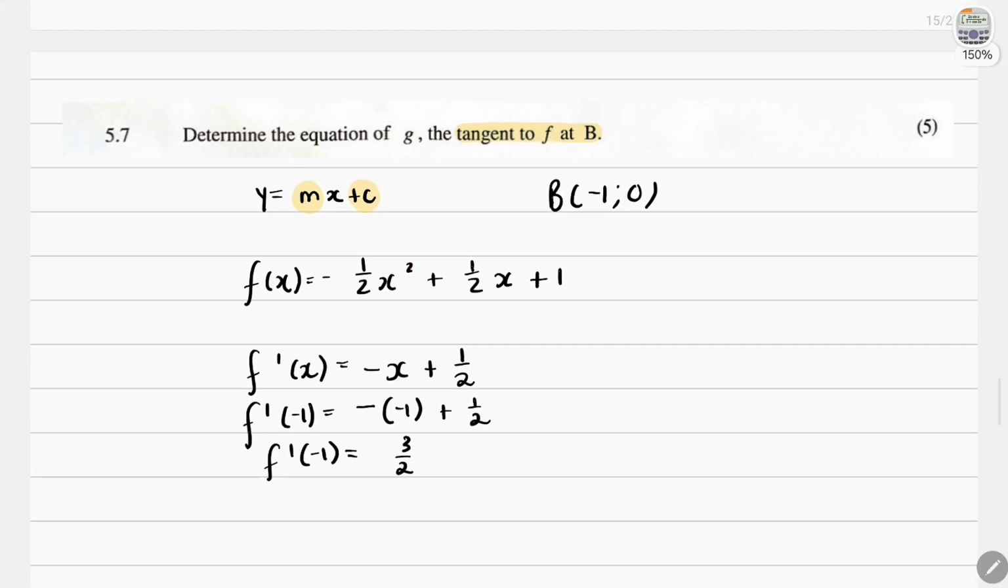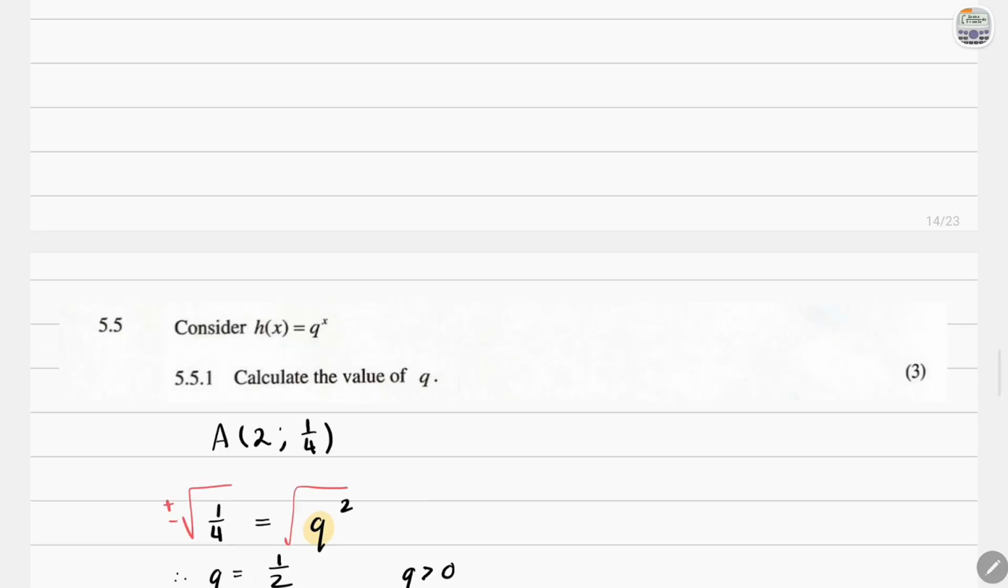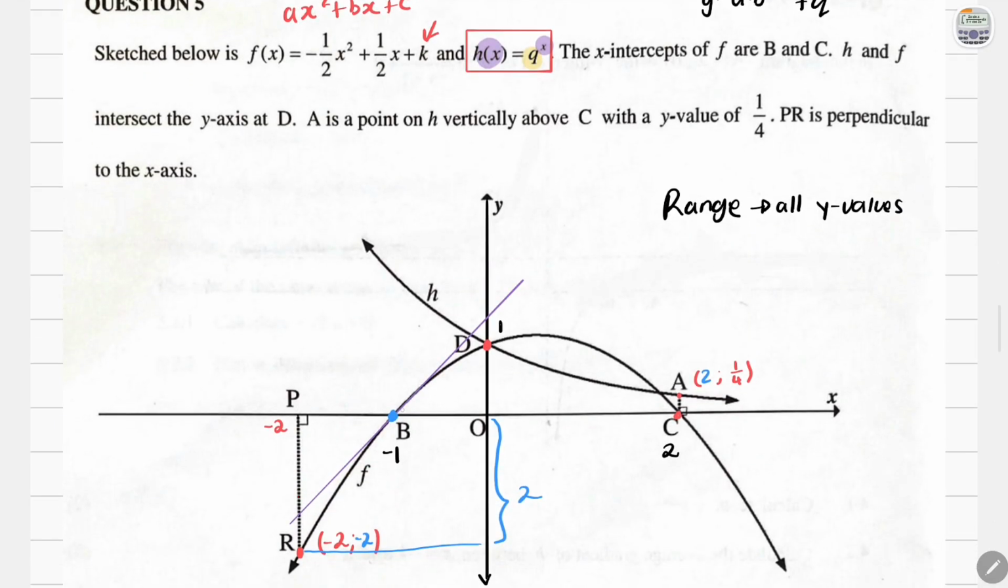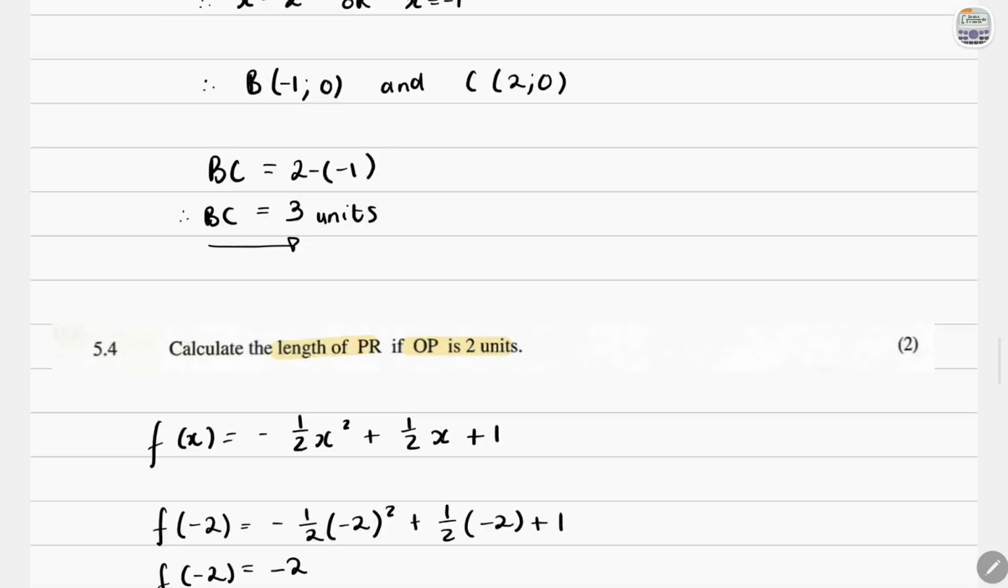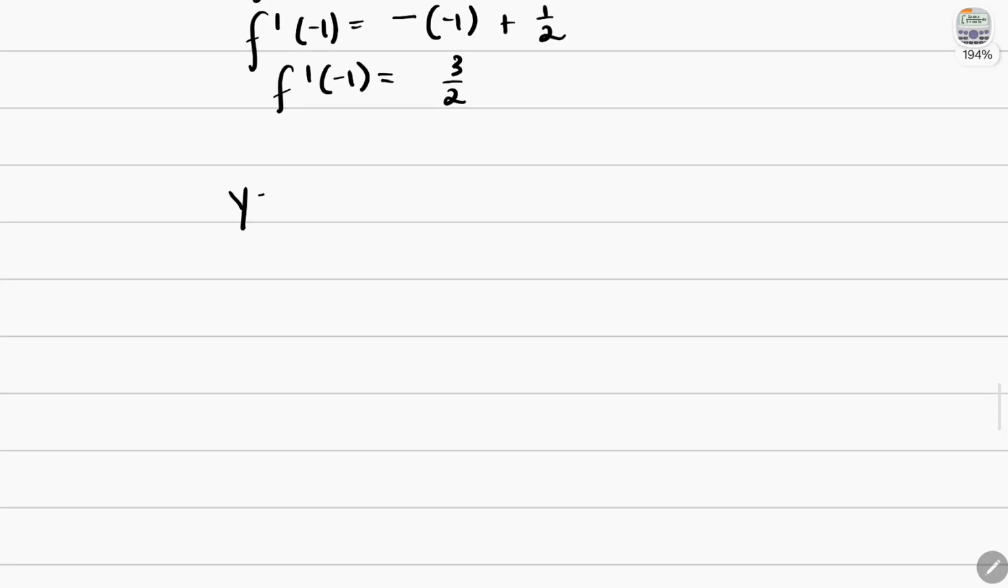Great, we just found its gradient, and now we need to find the y-intercept. We can find the y-intercept by substituting a point on the tangent. The only point that we have on that tangent is B, okay? This is the only point over there. So let's go ahead and substitute that point B, and then we'll have our equation. You can choose to use y equals mx plus c, or you can use this: y minus y1 is equal to m times x minus x1.